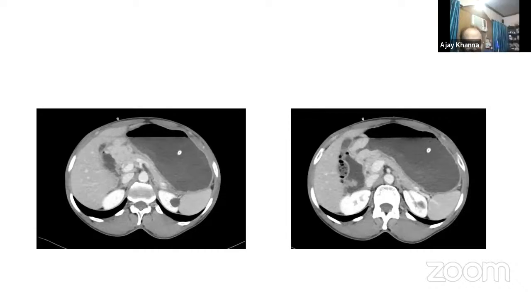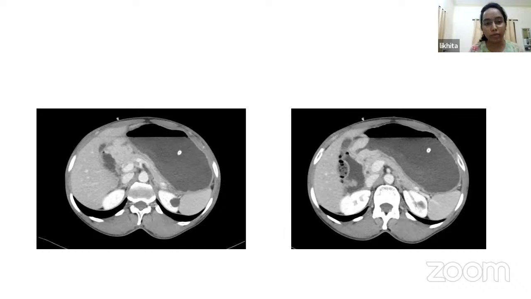So if you plan for a gastrectomy in this patient, what is your choice? Yes, sir. In this patient, because it is a confirmed case of malignancy on biopsy, I would like to do D2 subtotal gastrectomy, sir.